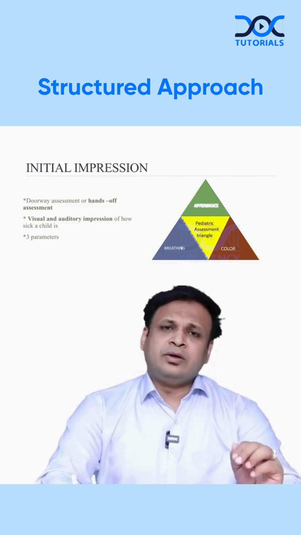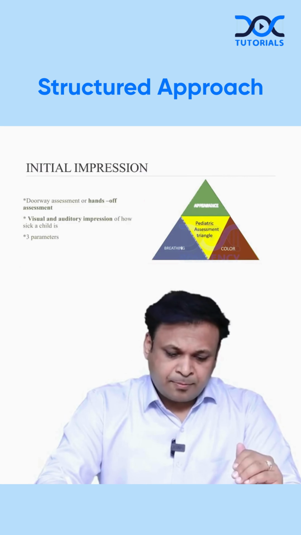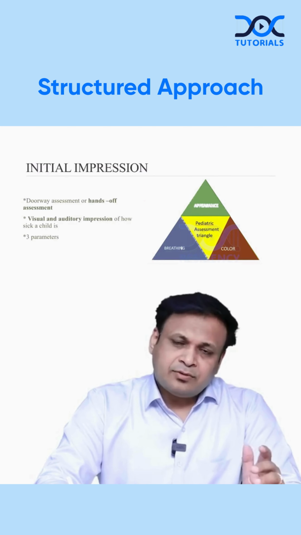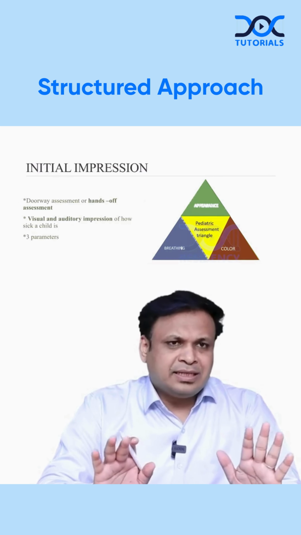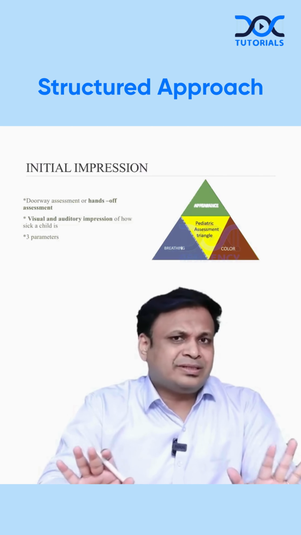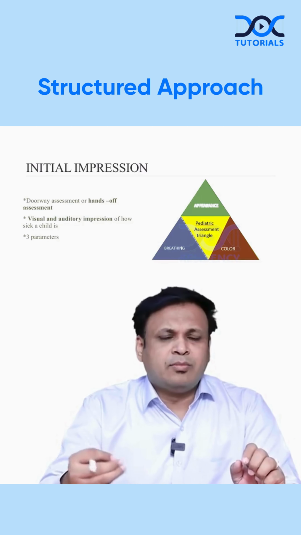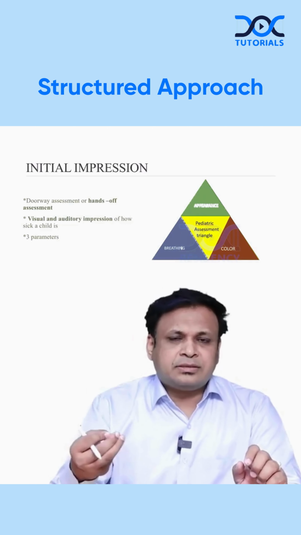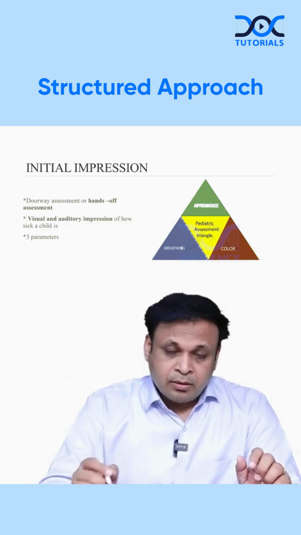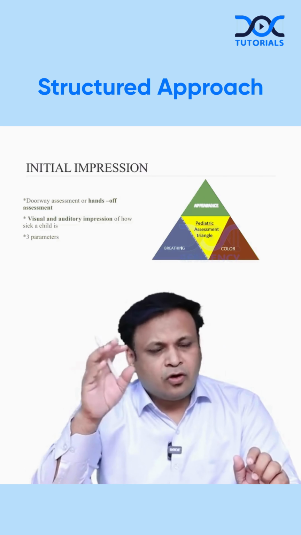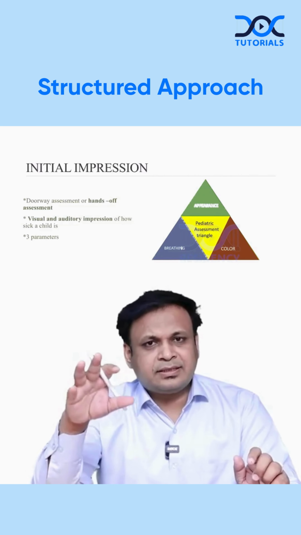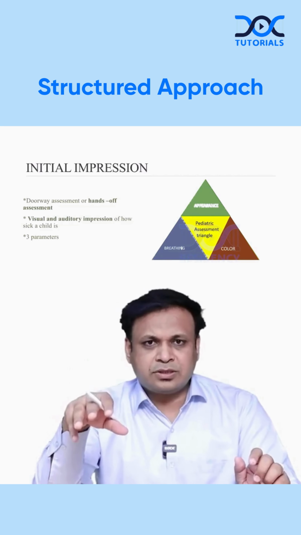Now, firstly, what is an initial impression? Initial impression, like I was saying, has to be done based on the appearance of the child. In a sense, how you look at the child. Without touching the child, we should be able to come out with certain conclusions or deductions just by looking at the child. Our deduction should be based on our assessment of all the three systems, which are CNS, respiratory system, and cardiovascular system.